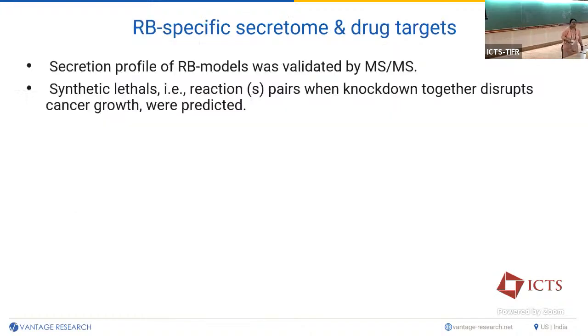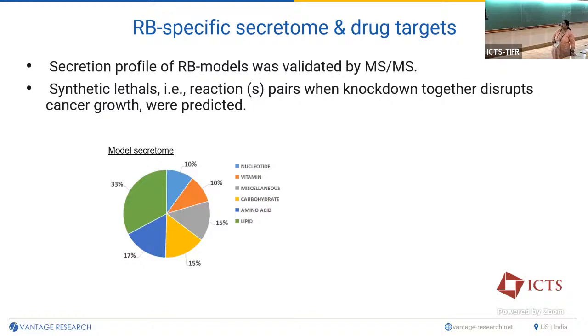Then we did a bit of experimental validation, not me, my collaborators. They did metabolomics. So we developed the model, we ran the model, and the model gave a set of metabolites that are secreted out. This is what we call the secretome, and that is what we tested for.